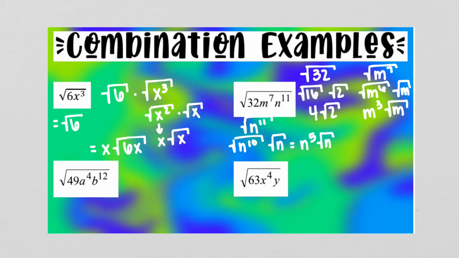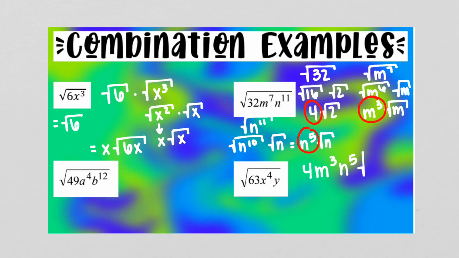Now your final step of this is to look at everything on the outside. So I know that I have 4, m to the 3rd, and n to the 5th on the outside. So I'm just going to write them right next to each other. 4 m to the 3rd, n to the 5th is all on the outside of the square root symbol.